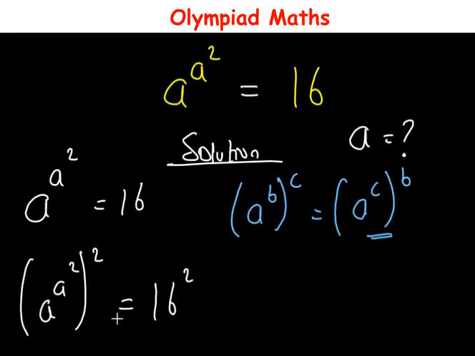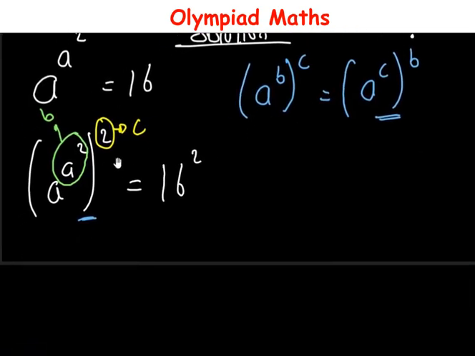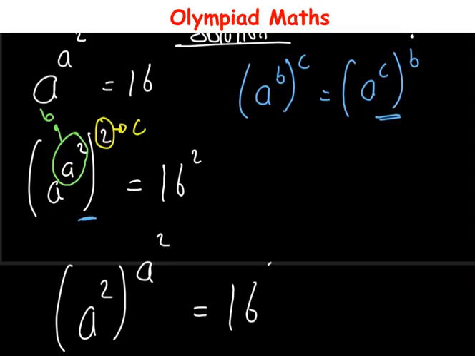So applying this rule right here, we are going to assume that a raised to power 2 right here, we call it power b, and then power 2 right here, we call it power c, such that following this rule, power b will move outside the bracket and power c will move inside the bracket, such that we have, in bracket, a raised to power c, which is 2, goes inside. This becomes raised to power 2. Then b, which is a raised to power 2, moves outside. This becomes a raised to power 2, which equals 16 squared.